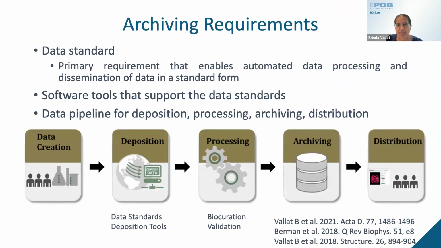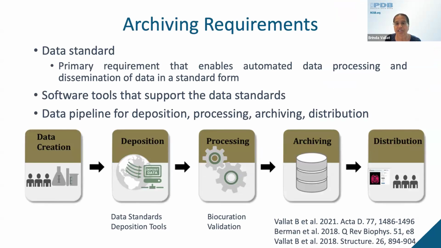So first, what are the requirements for archiving integrative structures? The first requirement is the creation of data standards. Data standards are the primary requirement for archiving, and these enable automated data processing as well as dissemination of data in a standard form. Data standards encompass definitions for the data that need to be archived, and in our case, this includes chemistry of macromolecules, small molecules, and definitions for the 3D model coordinates.